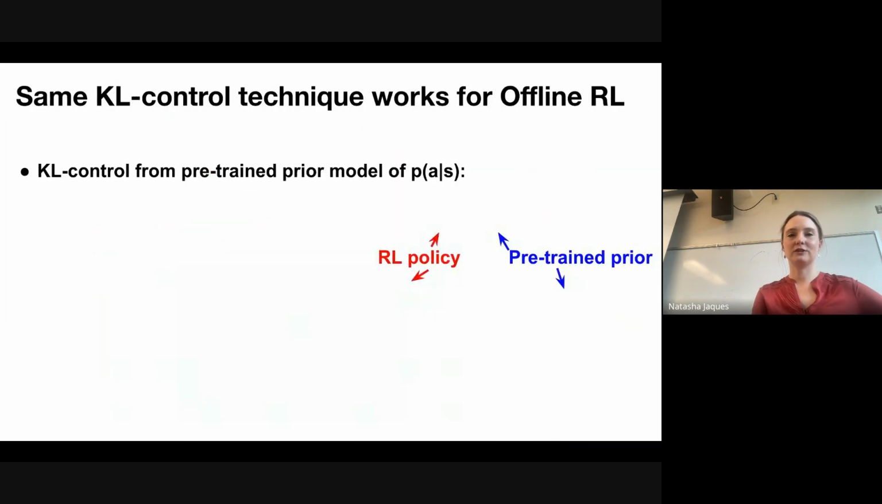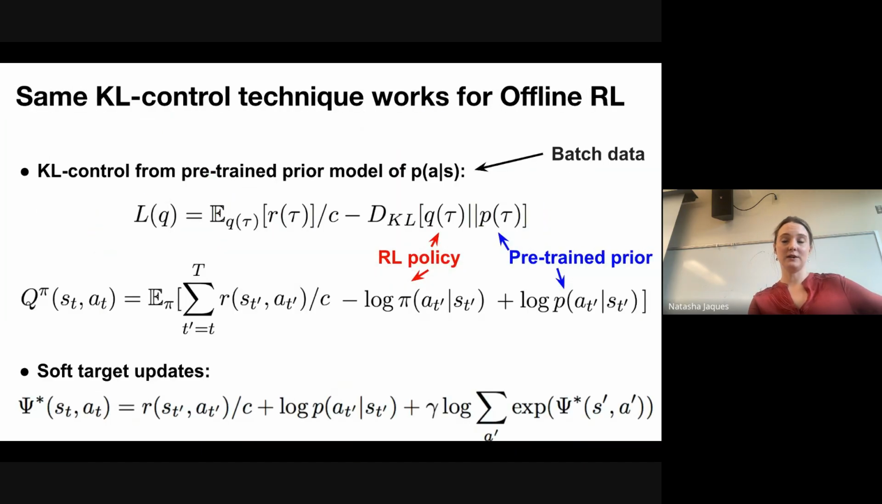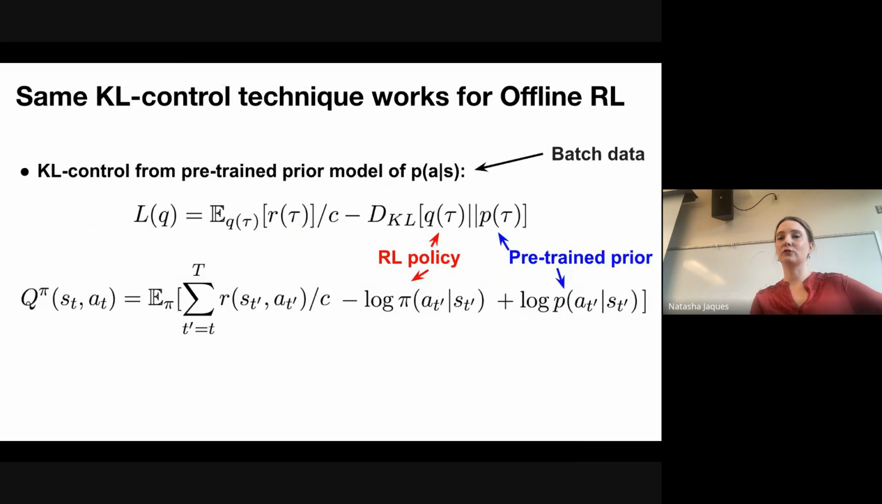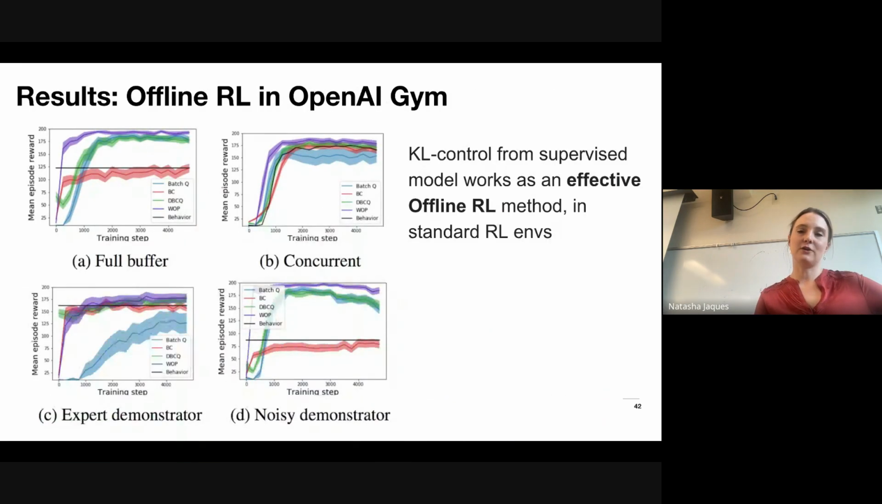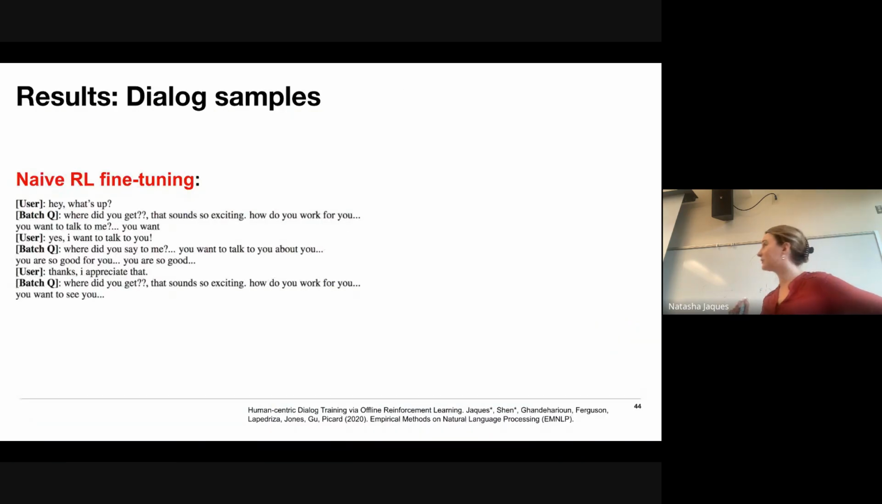If you're curious, we can talk in office hours, but essentially this KL control thing works as a really good offline RL technique. I don't have time to get into that today, but here's the key idea. If you don't do KL control and you do RL fine-tuning of a language model on these implicit signals, which include asking questions, the model will start saying things like, "where did you get? How do you work for you? You want to talk to you about you?" Losing its ability to speak English, right?